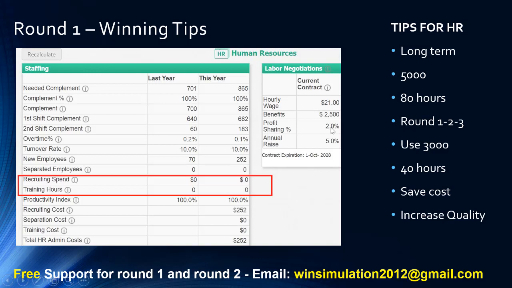So for human resources, we can spend about 3,000 and 40 hours in rounds 1 to 3 to cut costs and increase quality. And from round 4 to 8, we can spend 5,000 max for HR, and then we can get a very good profit. We can save a lot of costs and get higher quality products.